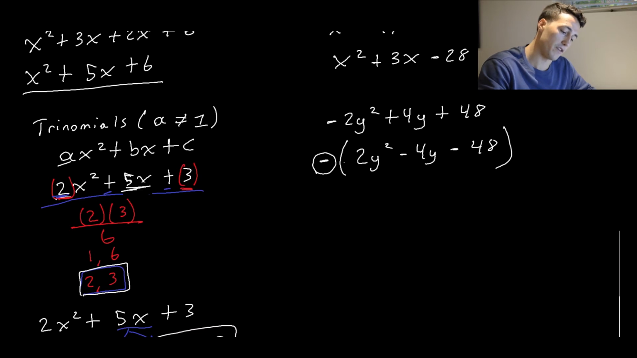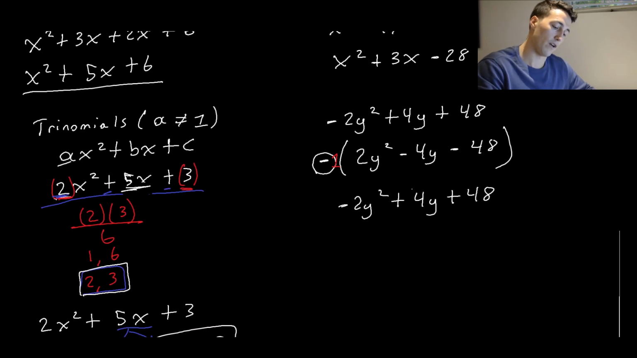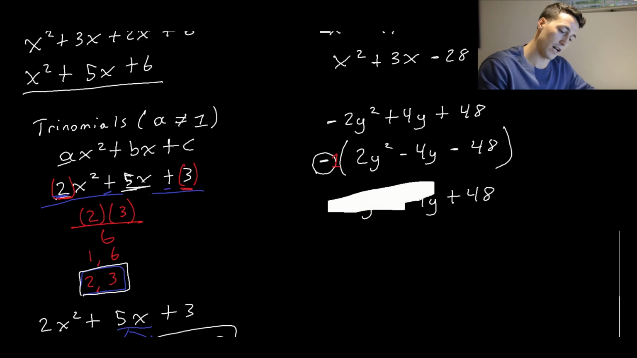But if you were to distribute this negative in, it'd be like there's a 1 here, so negative 1 times 2y squared is negative 2y squared. And then negative multiplied by a negative 4y gives us a positive 4y. And finally, negative multiplied by a negative 48 gives us a positive 48. So it's the exact same expression, I just factored out that negative. I'm going to erase this, just to prove it to you that that all worked.